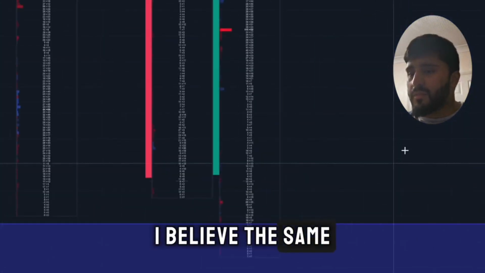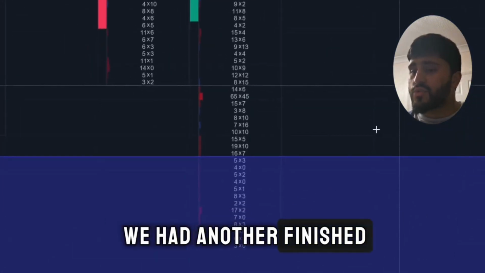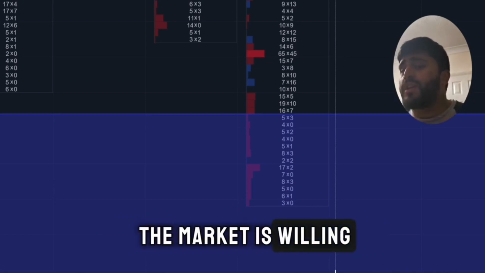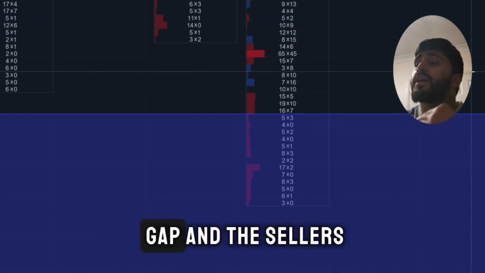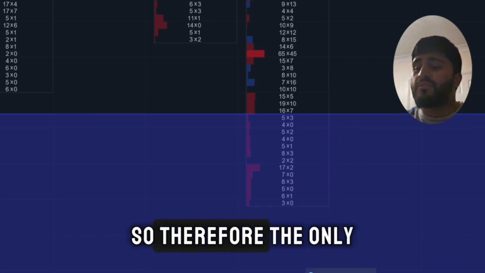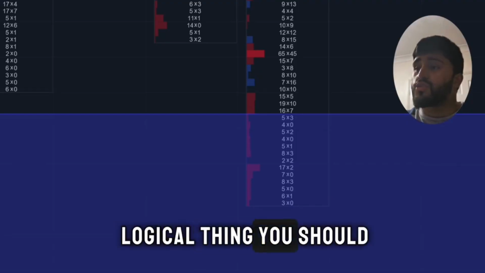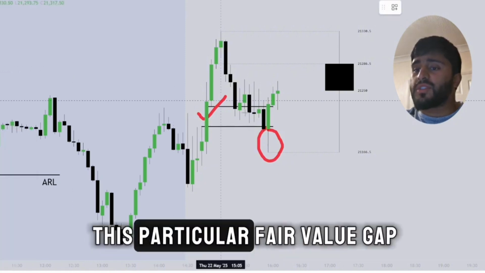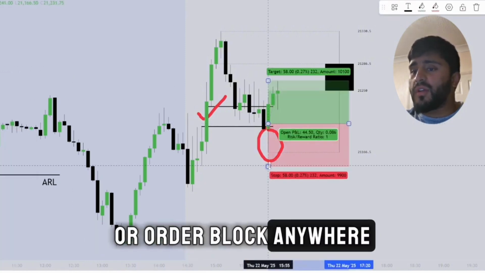I believe the same happened over here where we had another finished auction, right? So we see finished auctions as well as aggressive sellers failing. This shows us the market is willing to reverse off this fair value gap and the sellers are failing. So the only logical thing you should be taking is buys, right? You could have taken a buy within this particular fair value gap or order block anywhere around here.